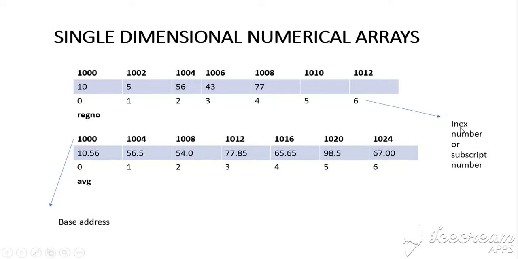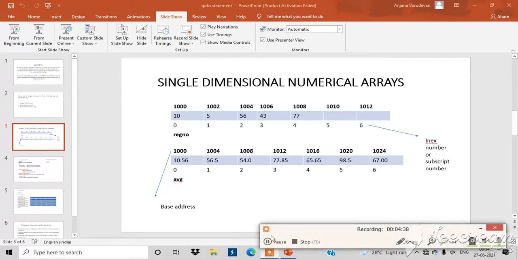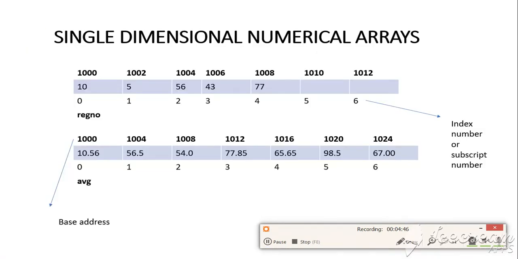This index number, sorry, there is a small spelling mistake, the index number. This index number is also known as the subscript number. Let us correct the spelling. So the index number or subscript number is a number which we use to refer to the element in an array.